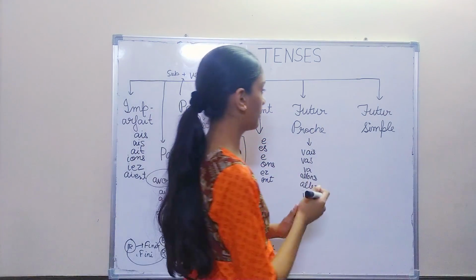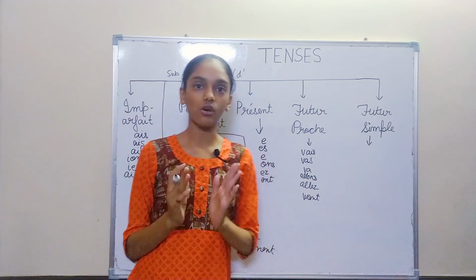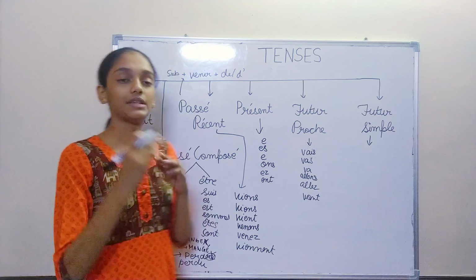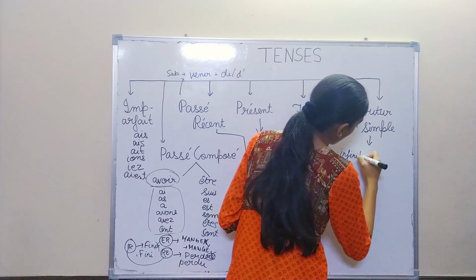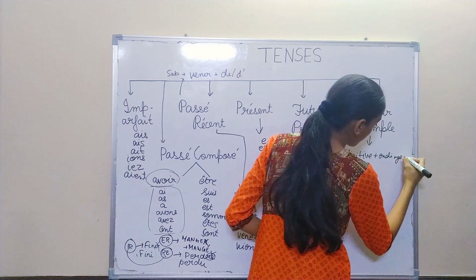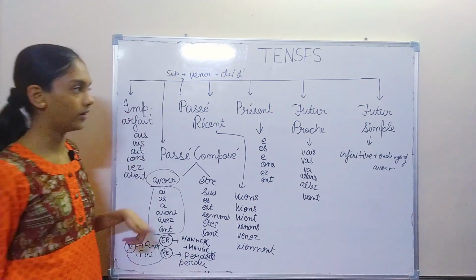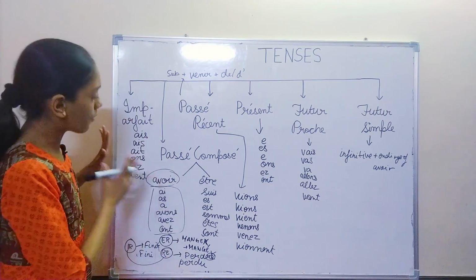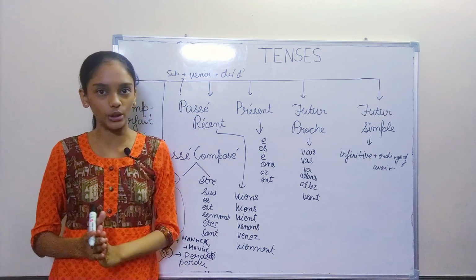Next is Futur Simple. How do you do Futur Simple? For that, you need to know the conjugations of avoir, which we have already discussed over here. Now, you take the infinitive of the verb, plus you add the endings of avoir, all that we have discussed over here. In Futur Simple, there are also many exceptions. So this was the brief discussion of all the tenses that we are going to do in this video.